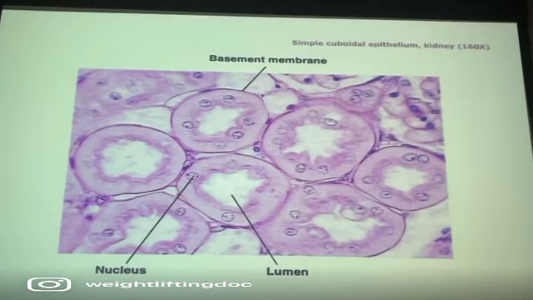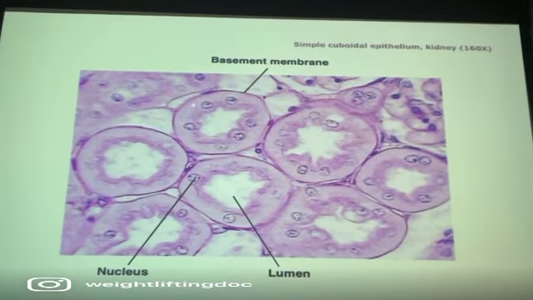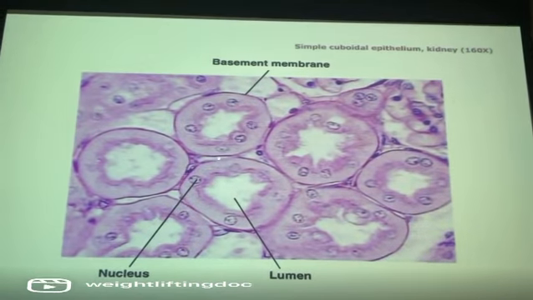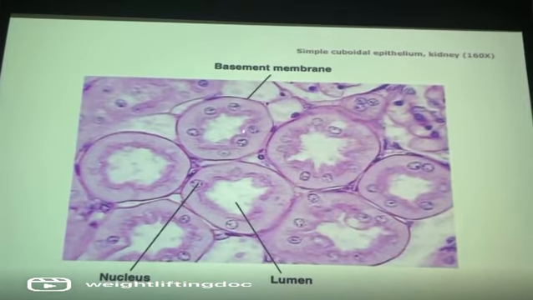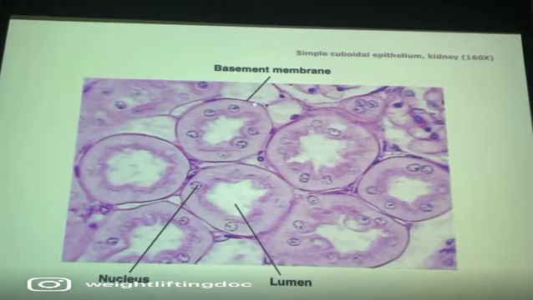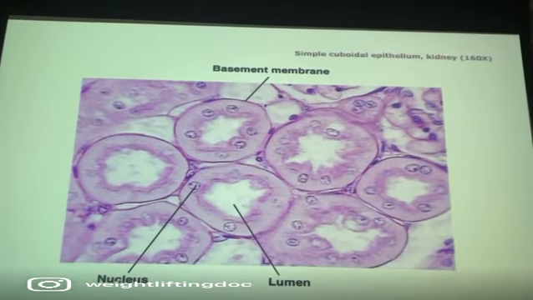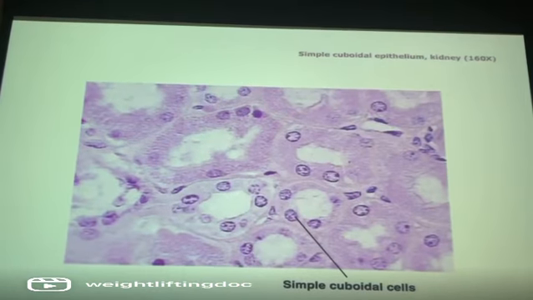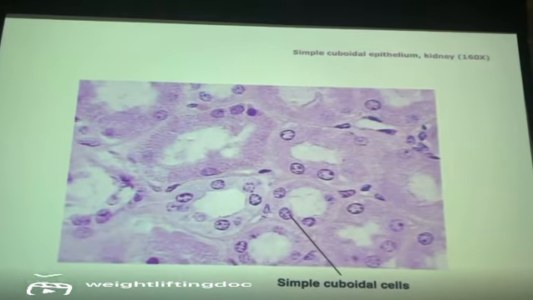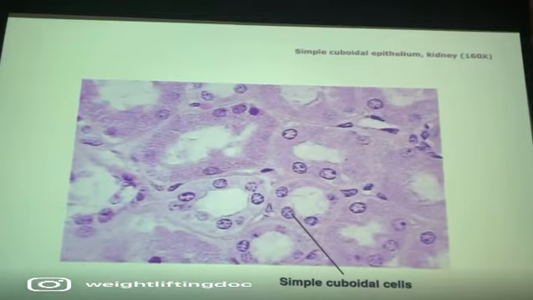Here's another example. Now, how do we know these are cube-shaped cells? Well, they're not columns, they're not flat like squamous cells, they're not dome-shaped like transitional, and they have nice round nuclei. And again, they're making a lumen. So these are all indicators that this is a simple cuboidal epithelium. Another example is here. You can see some of the cell walls on this a little bit better. And so again, simple cuboidal.